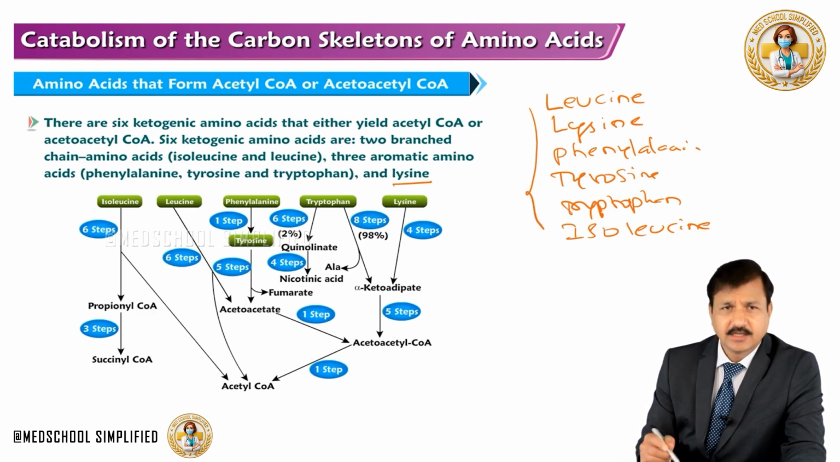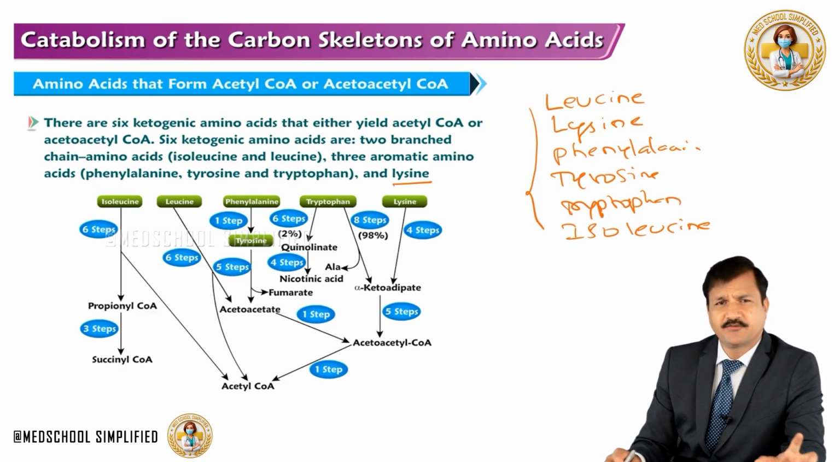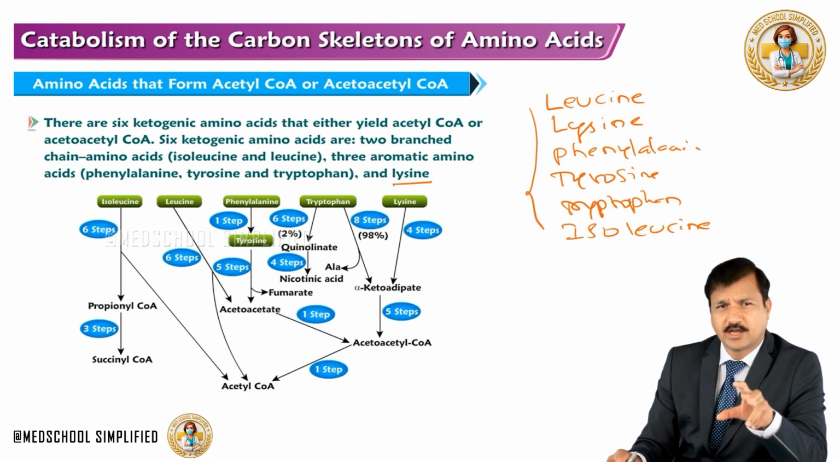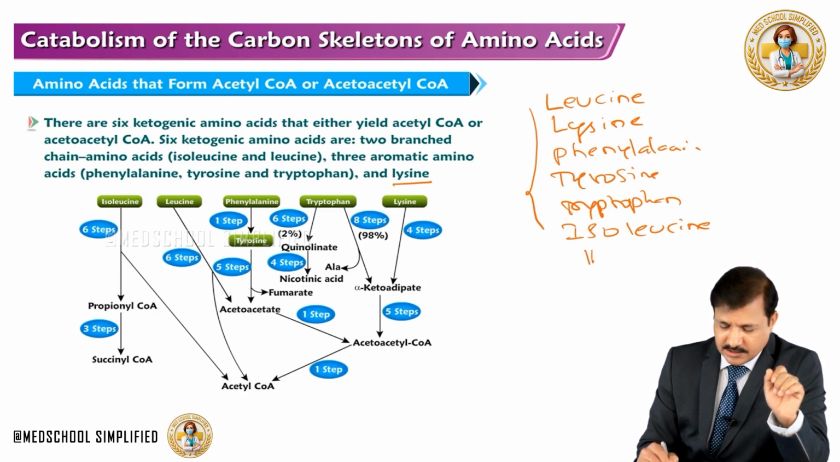And to this list, in my previous lecture on the amino acids that form pyruvate, I already told you about the confusion in books from different authors about the metabolic fate of the carbon skeleton of threonine. The carbon skeleton of threonine can make either pyruvate or acetaldehyde, which makes acetyl-CoA, and acetyl-CoA can go into ketone body formation also. So I'll add threonine here also.